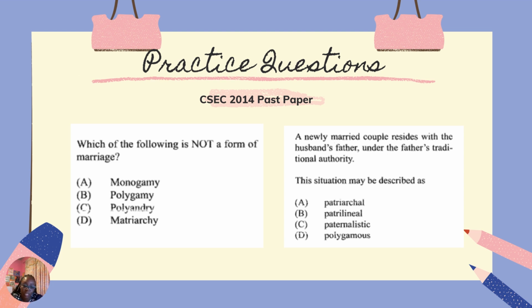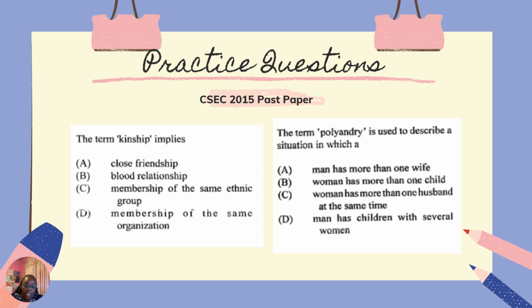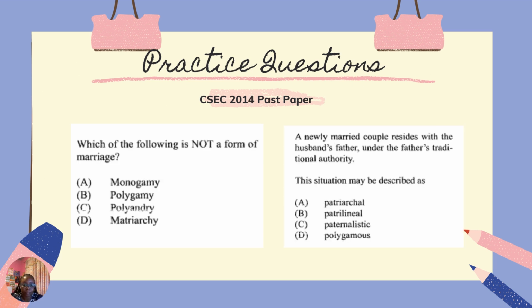Polyandry, we just did it in the previous question. So it is a form of marriage where a woman takes on more than one husband. So matriarchy would be the correct answer. It is not a form of marriage.